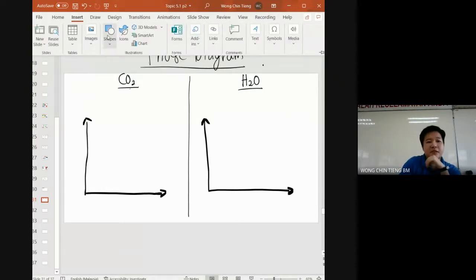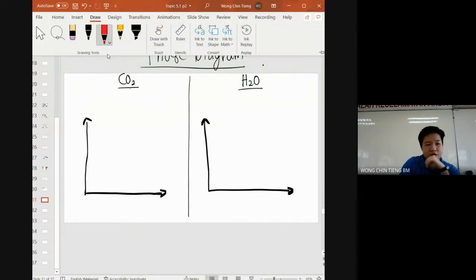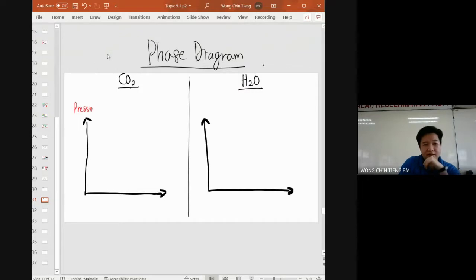Phase diagram mesti, wajib is your pressure against with your temperature. The only things that can change over here is the unit. Depends on the question, whether the question giving you in ATM or whether the question giving you in degrees Celsius. And to make your life easier, I think we will stick with ATM as your pressure and temperature degrees Celsius. I think that will be the easiest way ever.